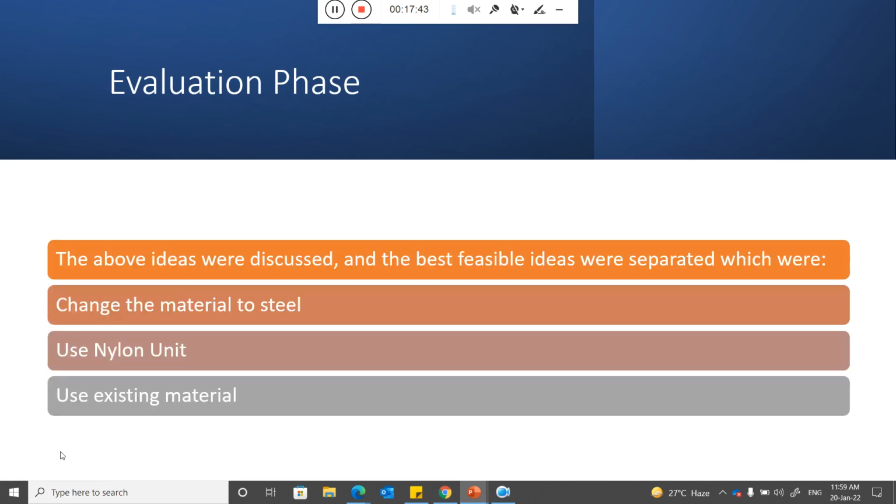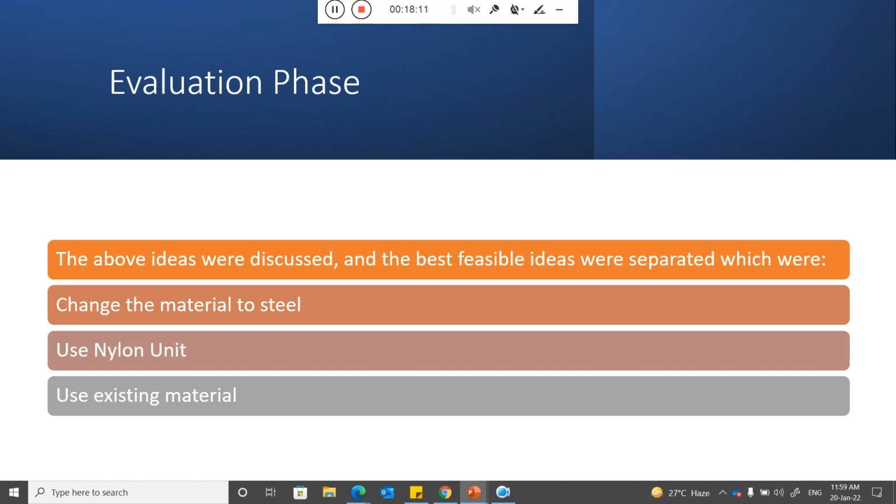Okay, so the next point is the evaluation phase. All the ideas we got from the brainstorming were discussed, and the best feasible ideas were separated. So which are the best ideas? The first one is change the material to steel. We actually use an aluminum brass alloy, and we change it to steel. So that is one idea.